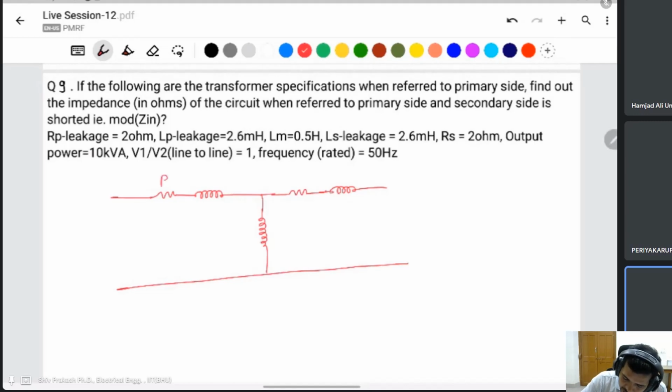This is the R1, this is X1, this is R2, X2, Xm. The question given is, when referred to the primary side, find out the impedance of the circuit when referred to the primary side and the secondary side is shorted. So this is the shorted value. Now it will ask me about the impedance of this one.